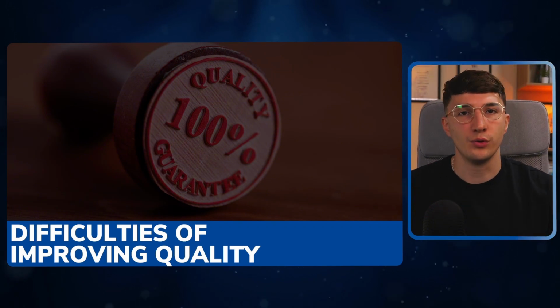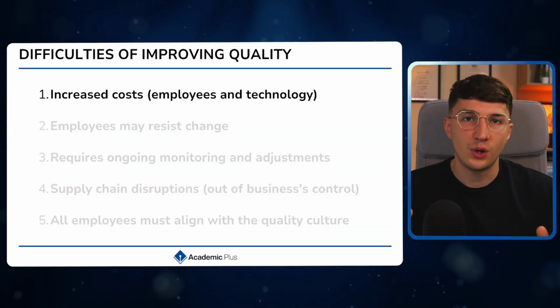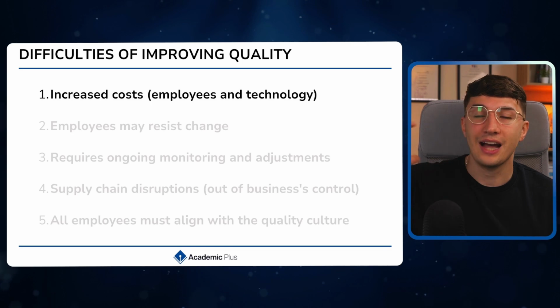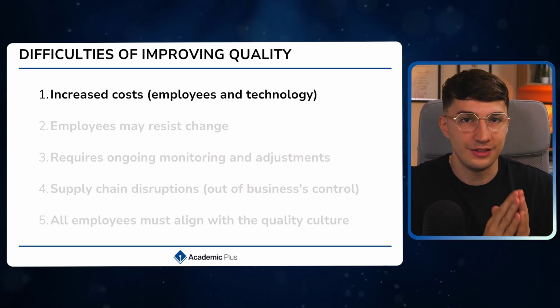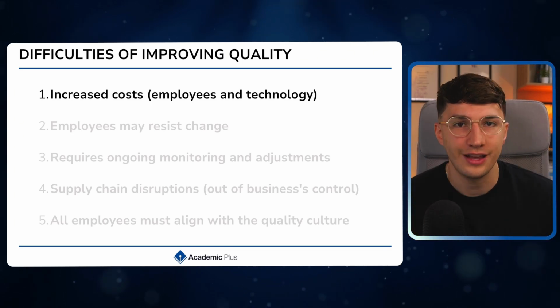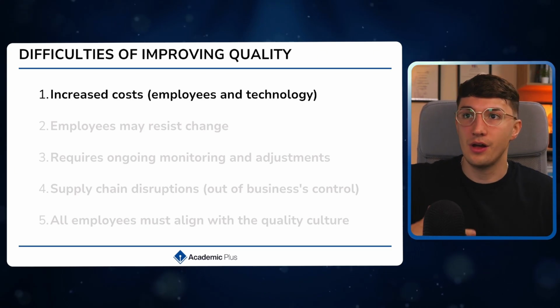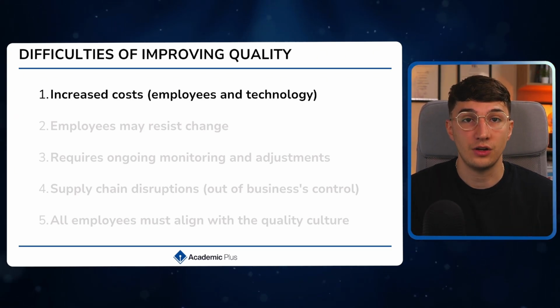Let's take a look at what are some of the main difficulties of improving quality. I think the first main difficulty for a business improving quality has to come down to increasing the business's costs. The two costs that I tend to think of will be around their labour, about employees, and also technology.